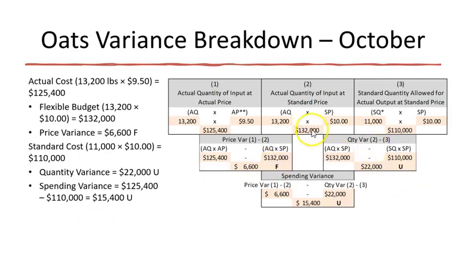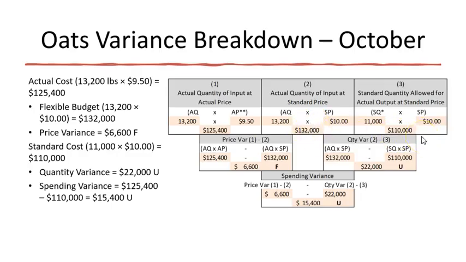Next, it's the cost of using 13,200 pounds of oats at the standard price versus the 11,000 that they should have used at the standard price, or 132,000 minus 110,000, which is a $22,000 unfavorable variance. They used more quantity than they should have.